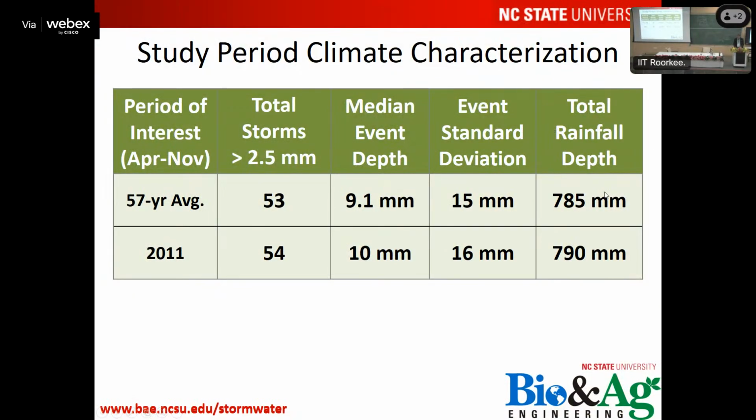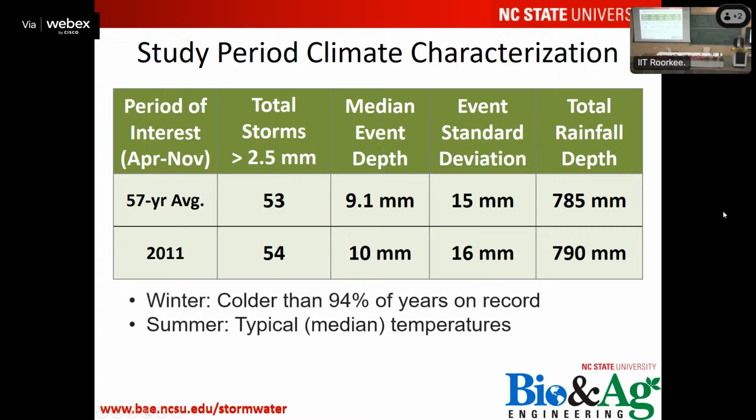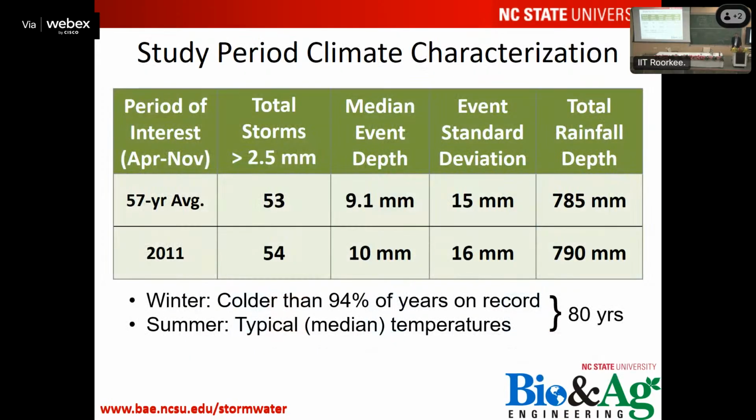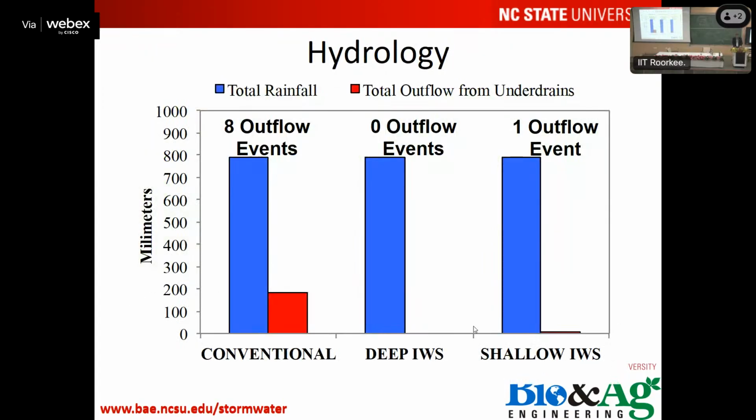We monitored it over the course of the spring, summer, and fall. You can see the number of storms that we had and the total amount of rain that fell. It was a very average year during that time. I'm going to show you the fate of the water. We had 53 events that were at least 2.5 millimeters. Of those 53 events, in the one where we didn't do anything fancy, 8 of them produced outflow.